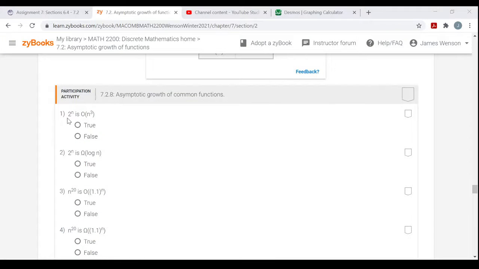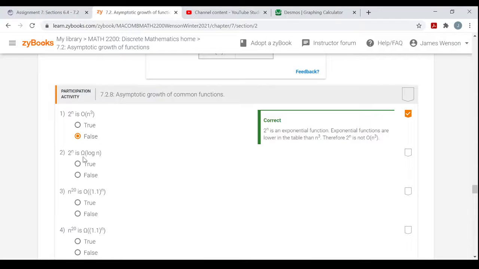So like, is 2 to the n O of n cubed? Remember, 2 to the n is an exponential. n cubed is a cubic, a polynomial. Exponentials will eventually grow faster than polynomials. So this is false. Remember, if one function's O of another function, that second function is the faster growing one, or equal to. Faster or equal. So this is false.